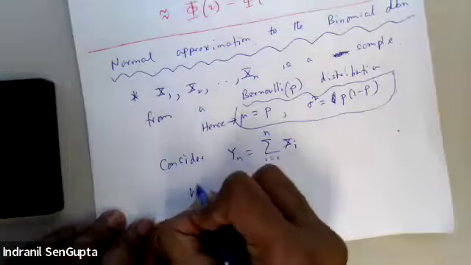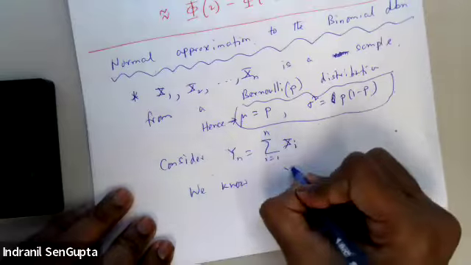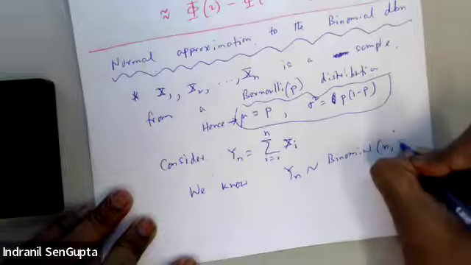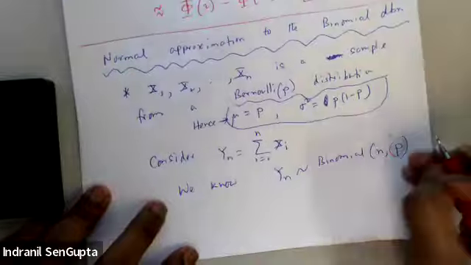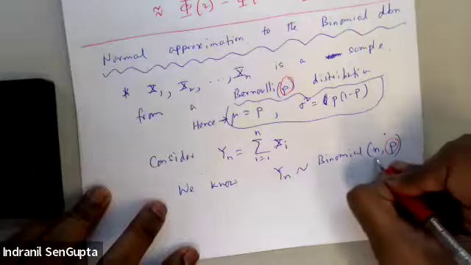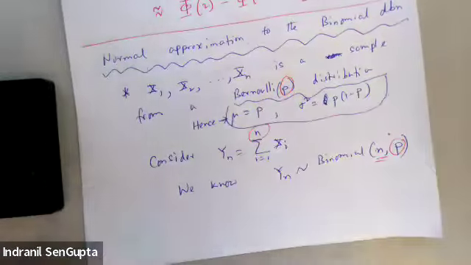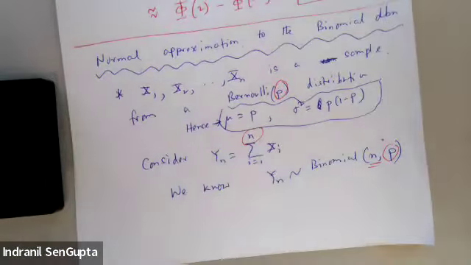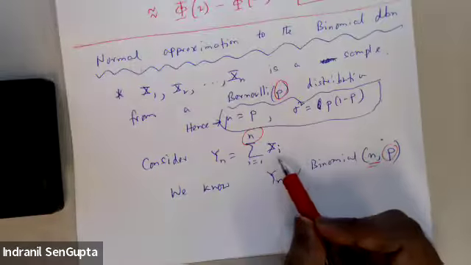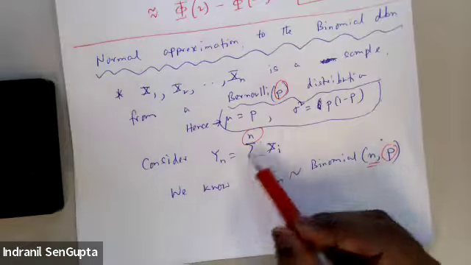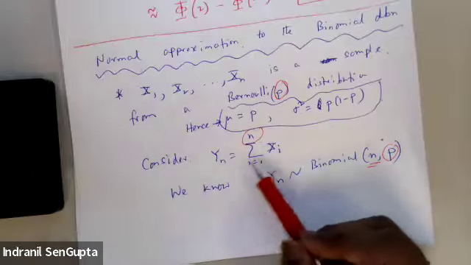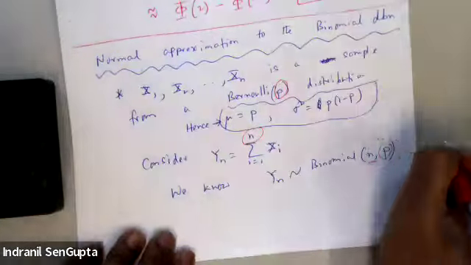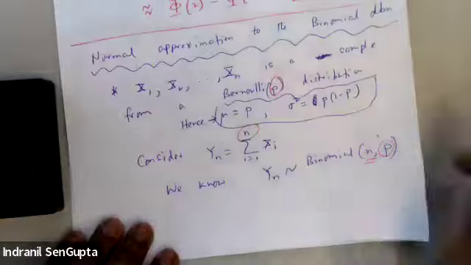We know that in this case, we say that yn follows a binomial distribution with parameters n and p. So this p is the same as this p, and this n is whatever we are summing over. That means if you have n trials, this counts the number of successes in n trials, because if there is a failure, then the xi values are 0, so it doesn't count. So basically yn counts the number of successes in n trials. This is a known fact, even from a previous course.